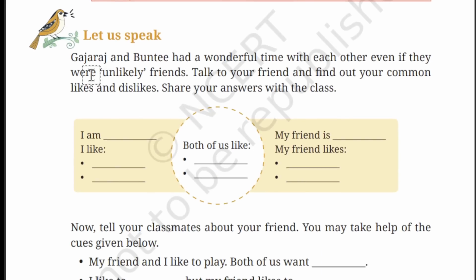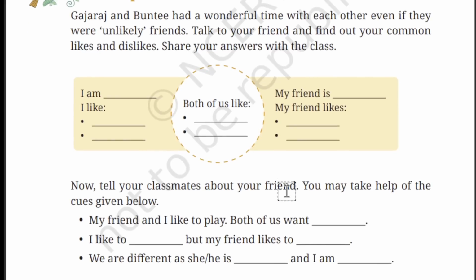So let us speak. Gajaraja and Bunty had a wonderful time with each other, even if they were unlikely friends. Talk to your friend and find out some of your common likes and dislikes. Share your answer with your class. This one you have to do by yourself, students. You have to find what are the things you like about your friend and what are the dislikes, and you have to share it accordingly.